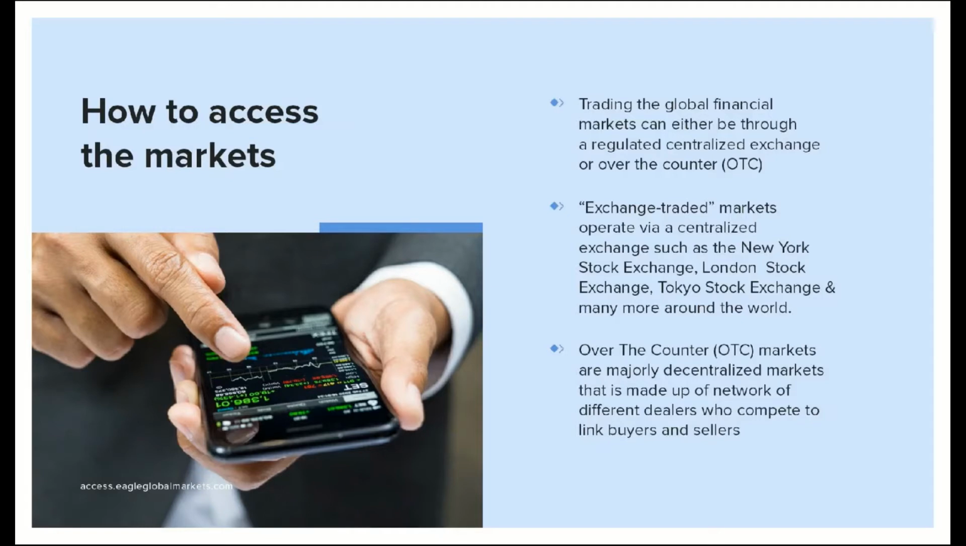When we talk about exchange traded markets, such as the stocks market, to access that market, you have to go to an exchange. That's why we have the Nigerian Stock Exchange and the New York Stock Exchange. For you to be able to buy Nigerian stocks, you have to go to the Nigerian Stock Exchange. Over the counter markets are majorly decentralized markets, made up of a network of different dealers who compete to link buyers and sellers.